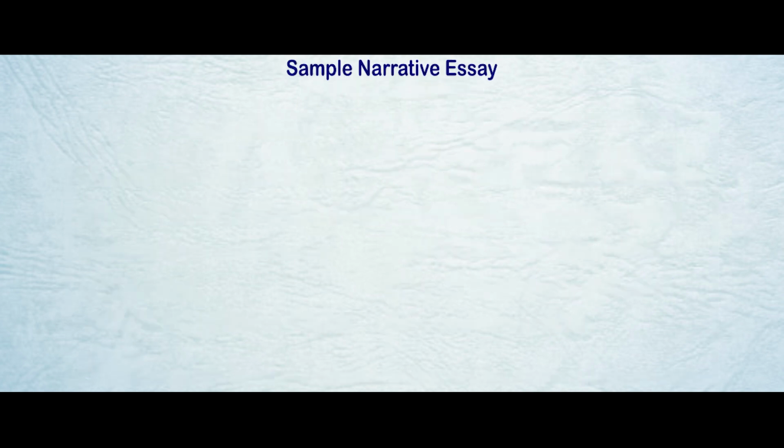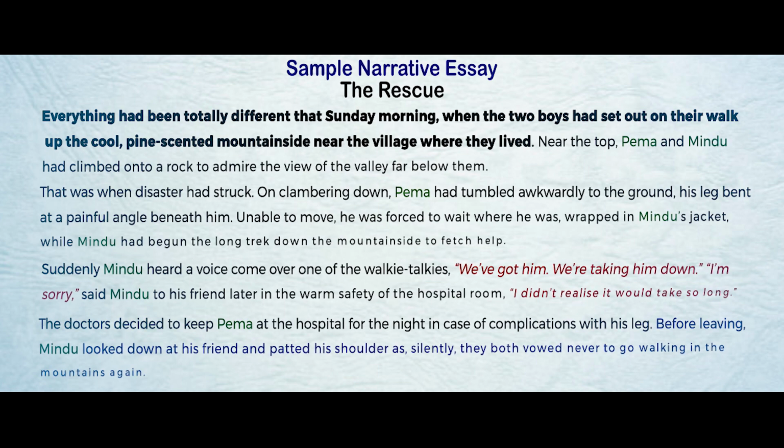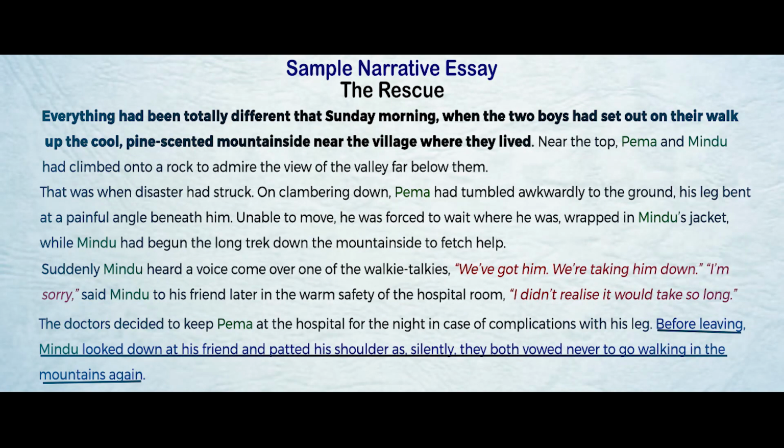Let's look into the sample narrative essay titled The Rescue. At the beginning, you can see a sentence in bold, followed by sub-sentences highlighted in red, and finally a sentence that is underlined. All these sentences show the features of a narrative essay. Let's identify all of this. The first one in bold is a sentence that grabs the attention of the reader. It makes the reader want to read more, want to know more about the two boys.